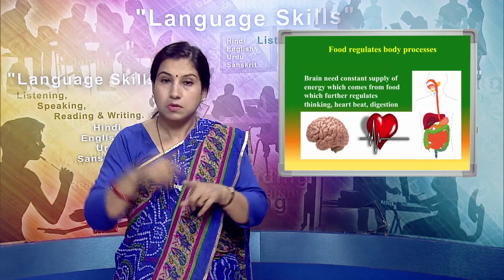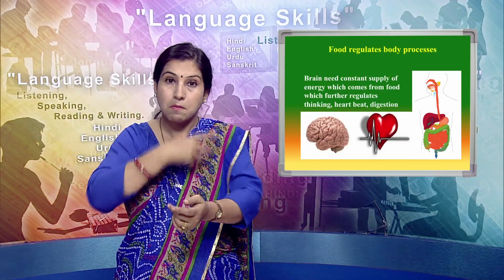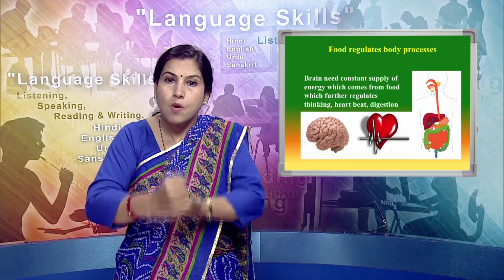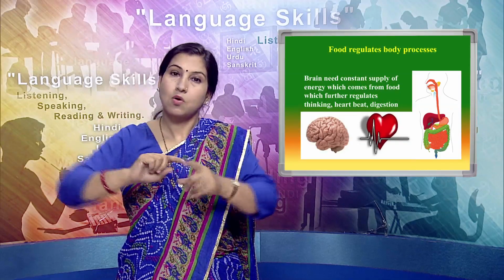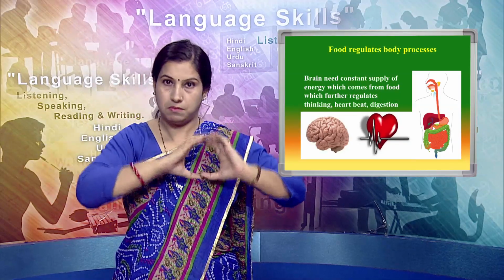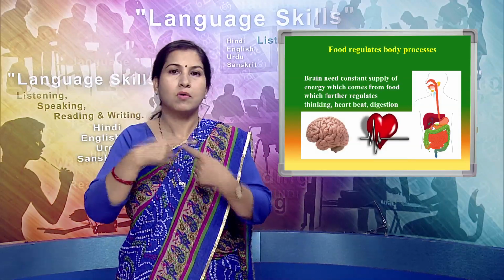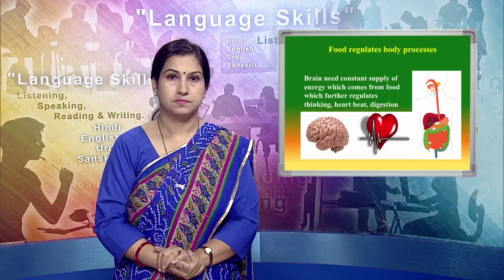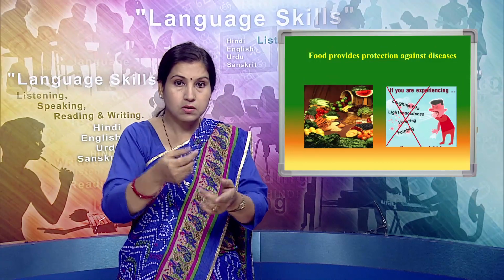Food regulates our body processes. The brain needs a constant supply 24 hours a day, and where does it come from? The food. And the brain regulates all the processes like heartbeat and digestion, which you may not realize also, but food regulates your body processes. Food provides protection against diseases.